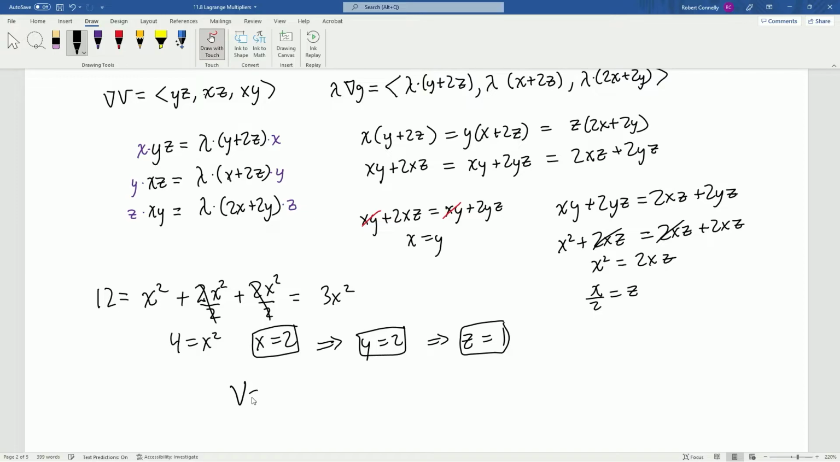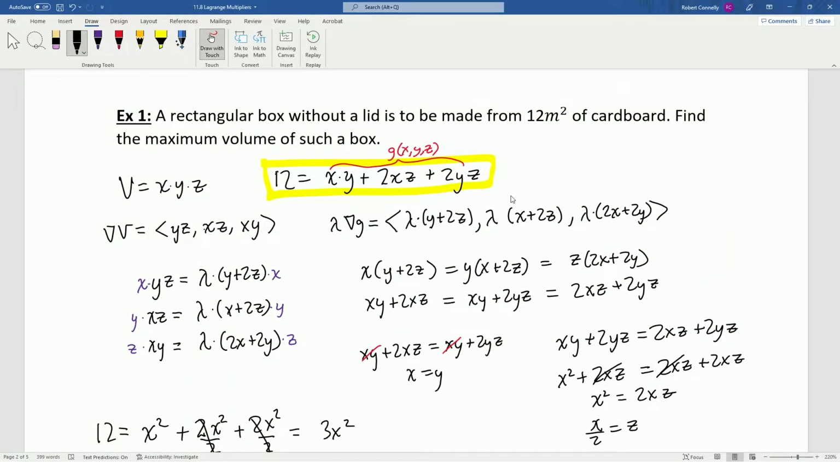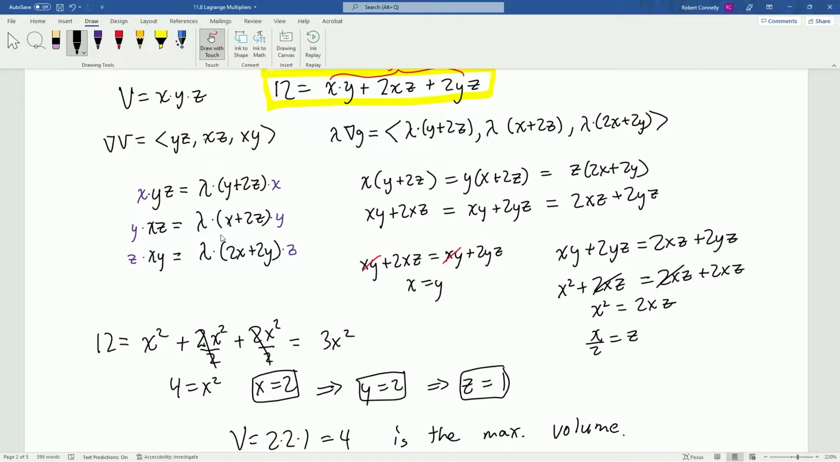So v equal to 2 times 2 times 1, which is 4, is the maximum volume. Now, I wouldn't say that this approach was easy, but I'd say it was about half the level of computation when we approached this problem before. The challenge with the Lagrange multiplier method is you might end up with some algebra that is either really, really difficult to solve, or perhaps there's a little clever trick you need to come up with that might be hard to think up the first time you see the problem.